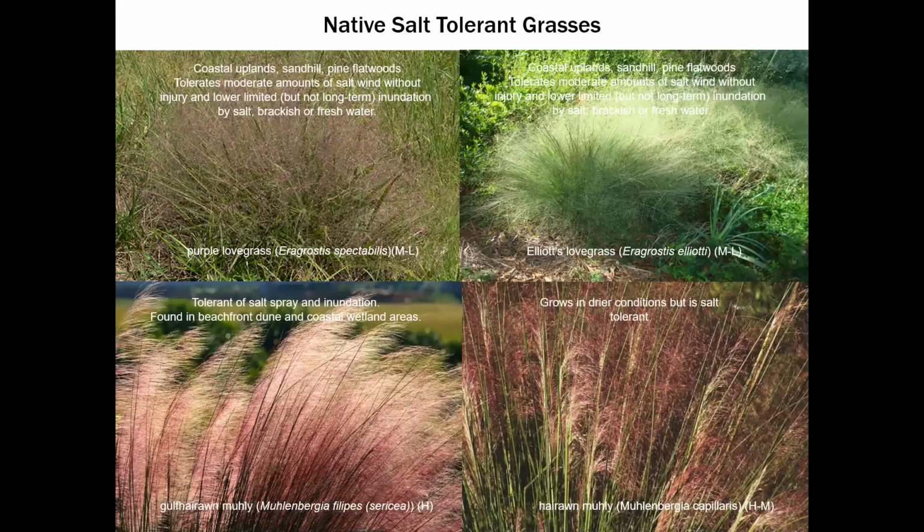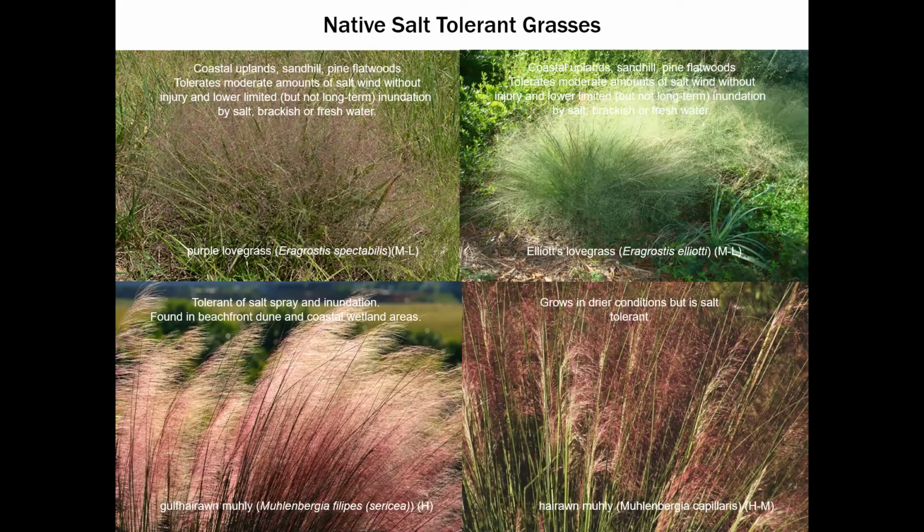And wow, look at some of the colors that we have here. Now, I do want to point out the bottom left and the bottom right. We have two very similar species, Muhlenbergia genus, and the one on the left, Muhlenbergia filipes, is very specifically found in beachfront, dune, and coastal wetland areas, along the coastal waterways there. This is what's been used for sweetgrass baskets.